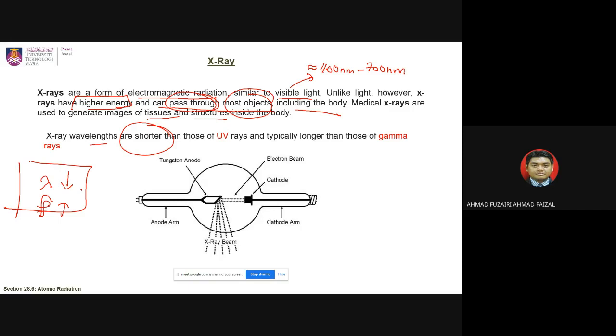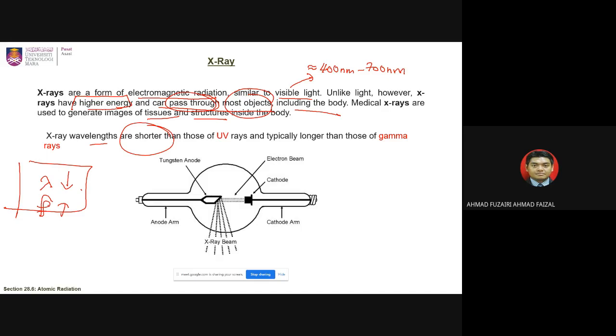Gamma is the shortest compared to X-ray and normal light. Gamma is quite harmful, or rather, if you use it in a good way, gamma is a very powerful ray which has the shortest wavelength compared to UV and also X-ray.